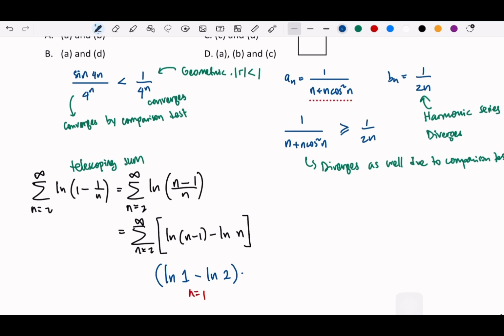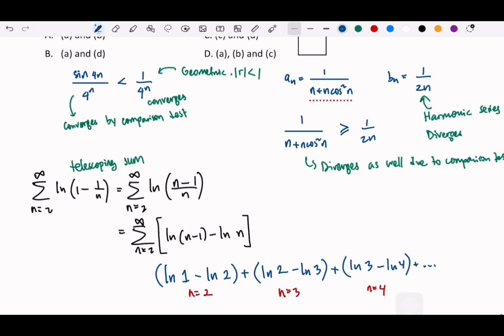And then plus n equal 2. And then n equal 3, this will be ln 2 minus ln 3. And plus, let's say we take until 4. So 4 minus 1 is 3, ln 3 minus ln 4.